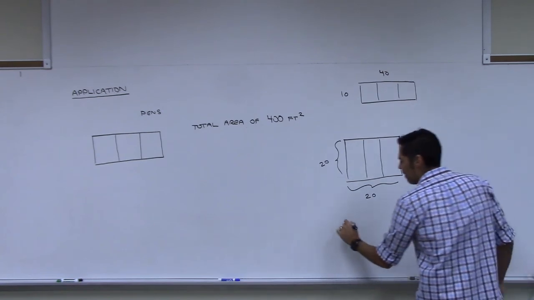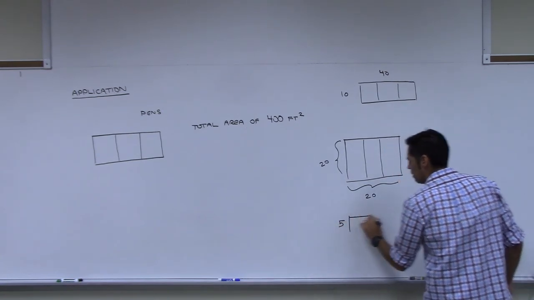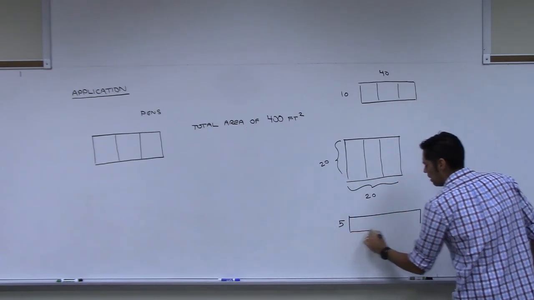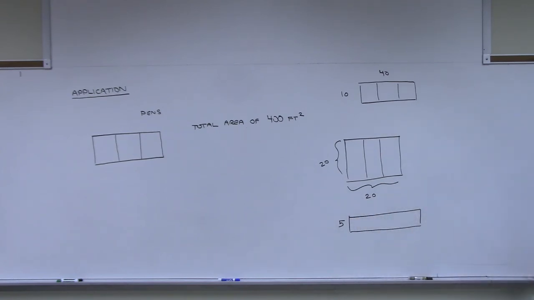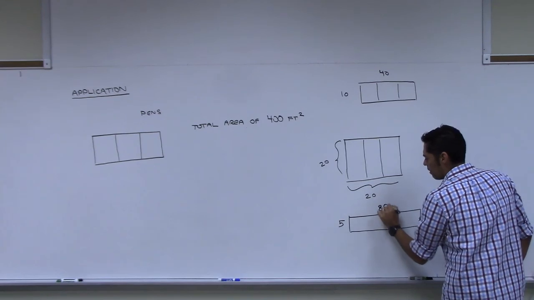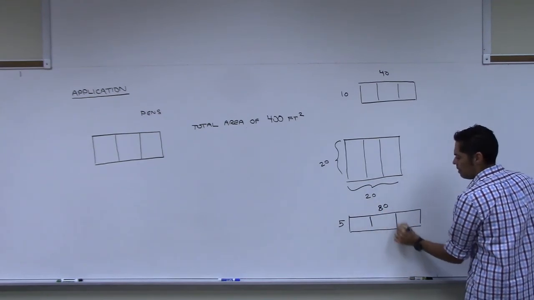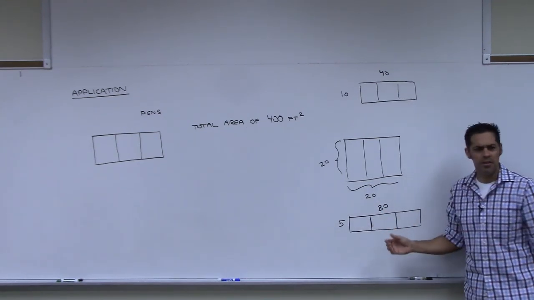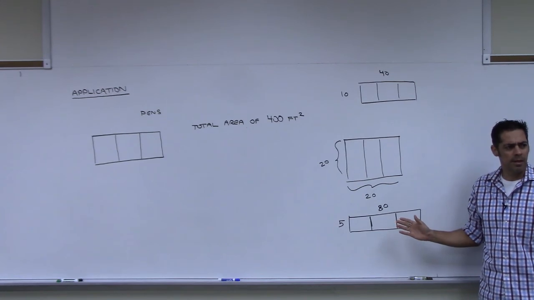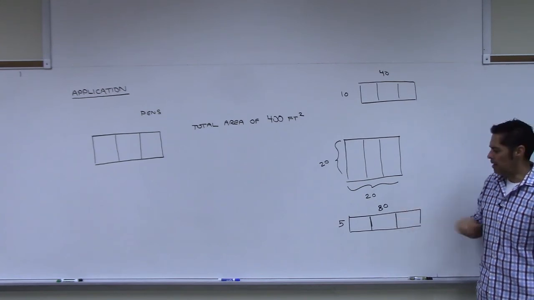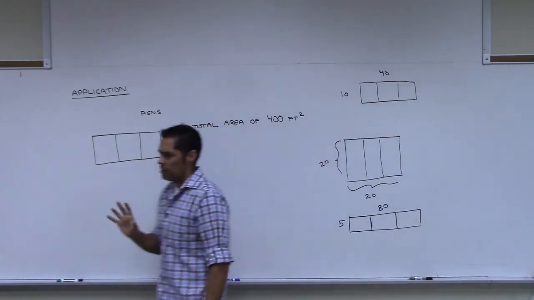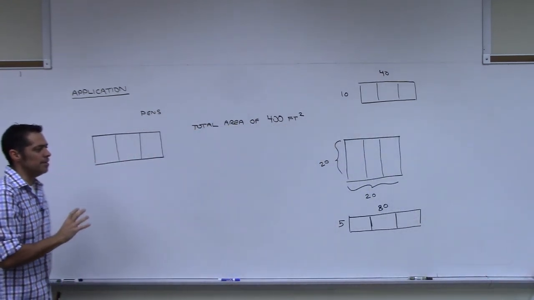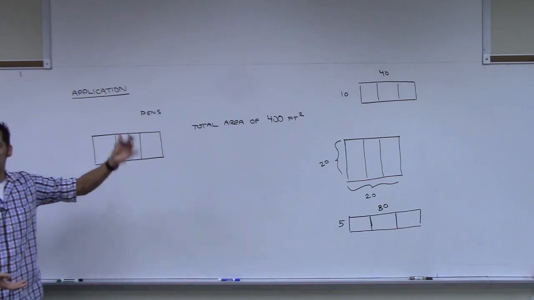I could do a 5-foot pen. And then what would this have to be? What would this have to be? 80? Right? Like that? Understand? You get the idea here? You sure? Okay. So we haven't got to the question yet. I just want you to understand that when I'm building these pens, I have a bunch of different ways I can do this, yes?